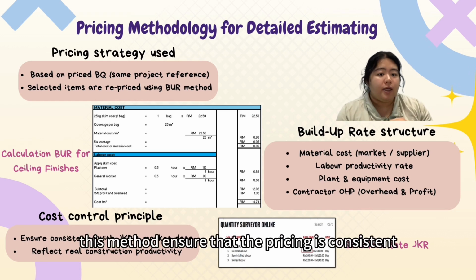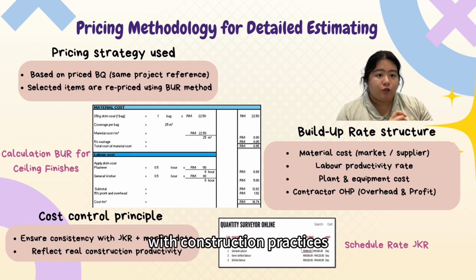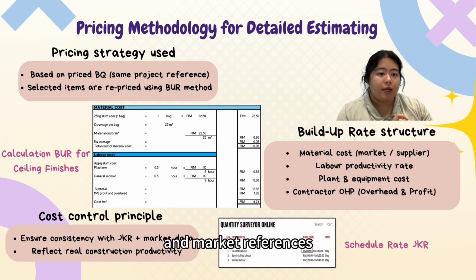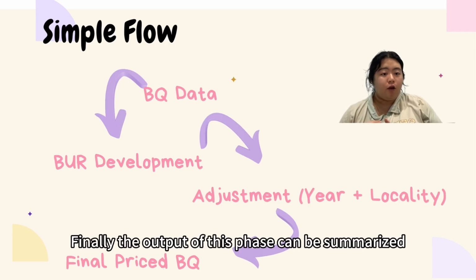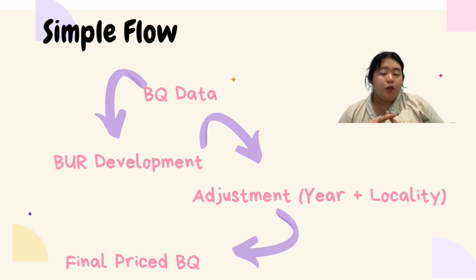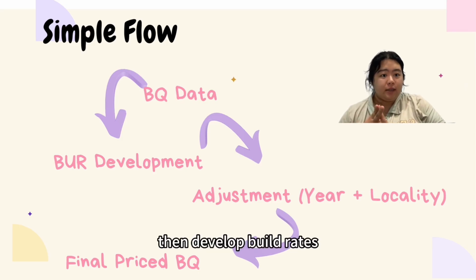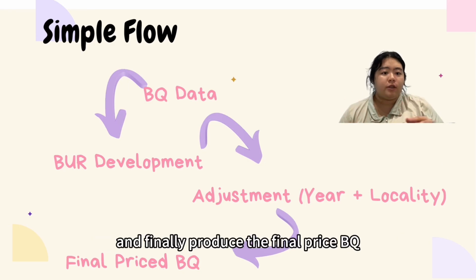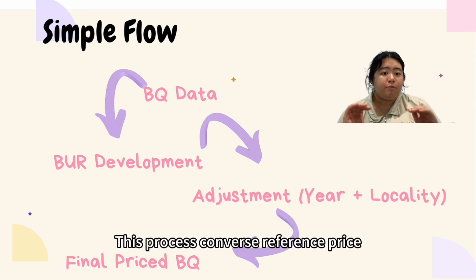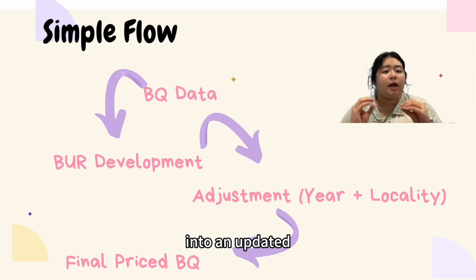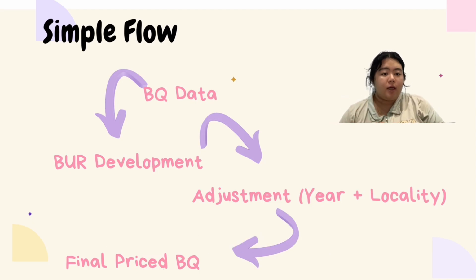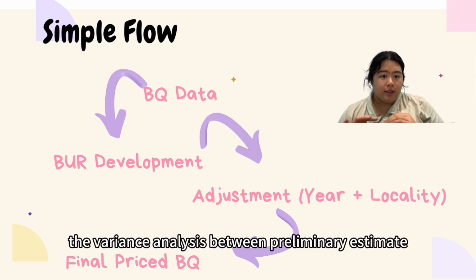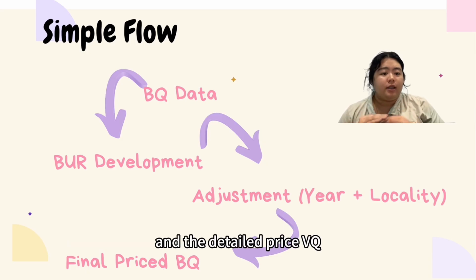Overall, this method ensures that the pricing is consistent with construction practices and reliable cost data sources such as JKR rates and market references. Finally, the output of this phase can be summarized in a simple flow. We start with BQ data, then develop build-up rates, followed by applying the yield and locality adjustment, and finally, produce the final priced BQ. This process converts reference pricing into an updated and realistic construction cost estimate. This output will be used as the basis for phase 3, which is the variance analysis between preliminary estimate and the detailed priced BQ.